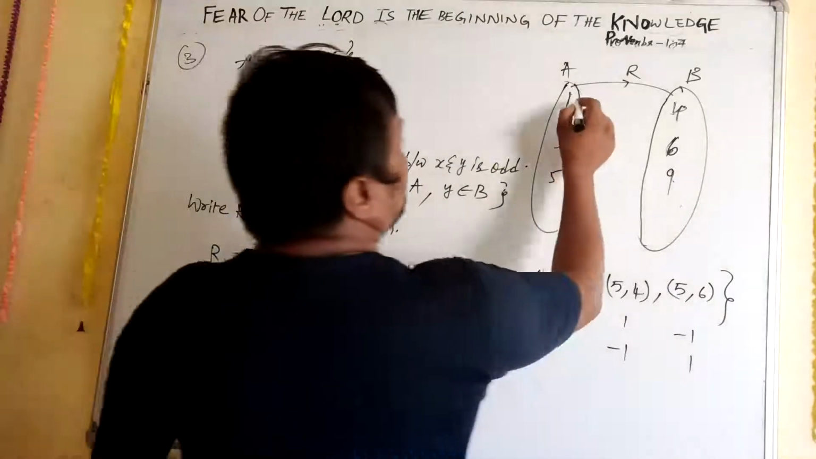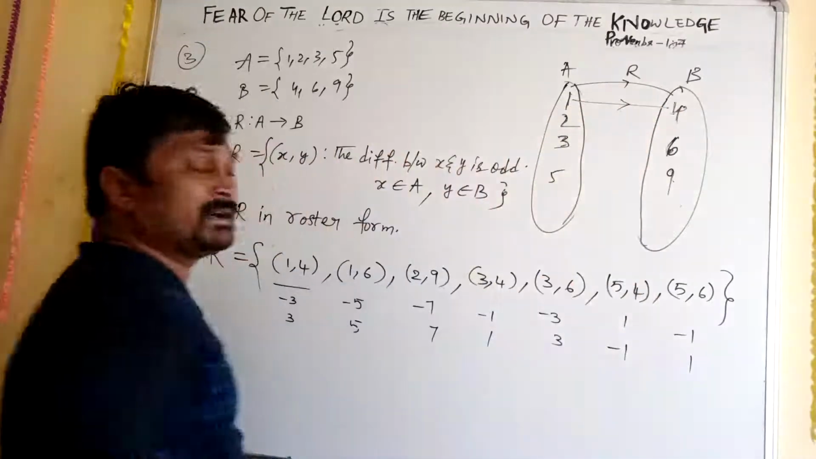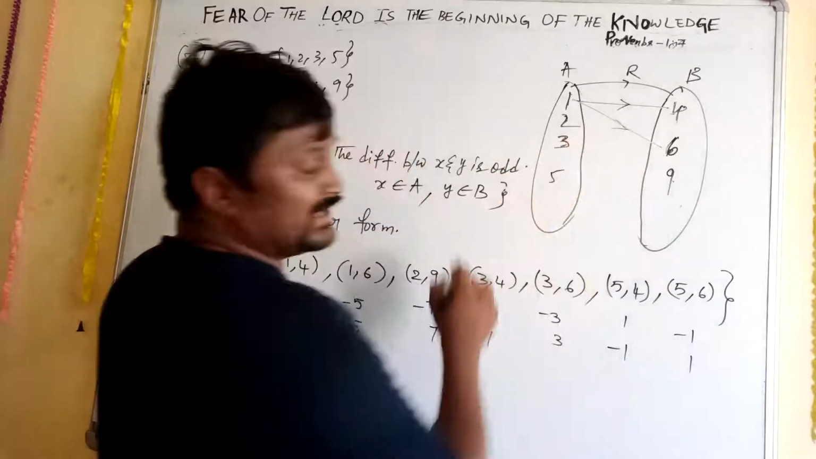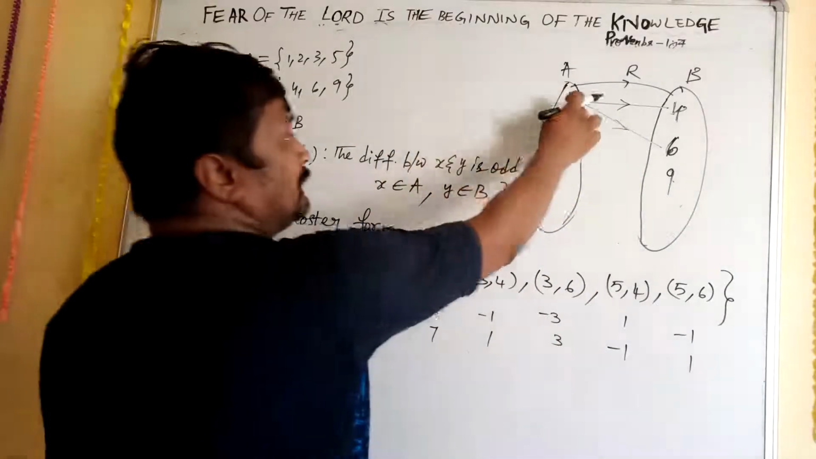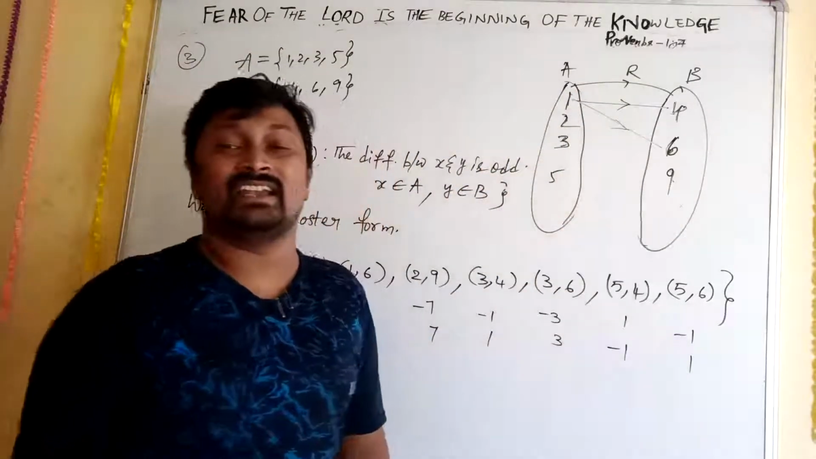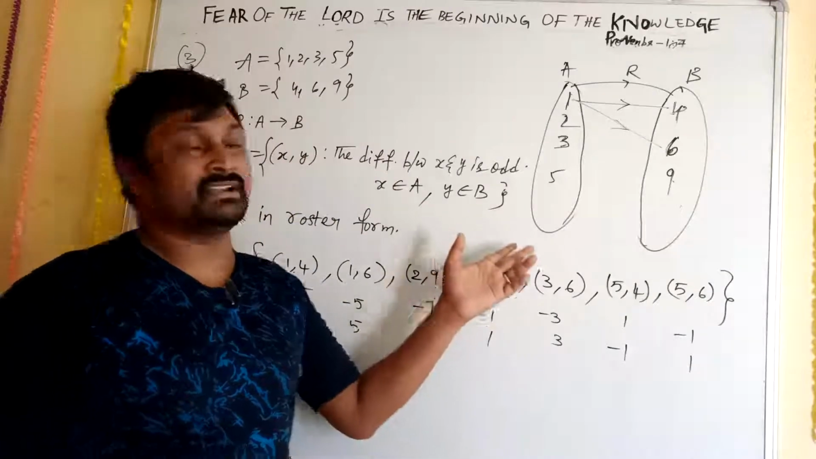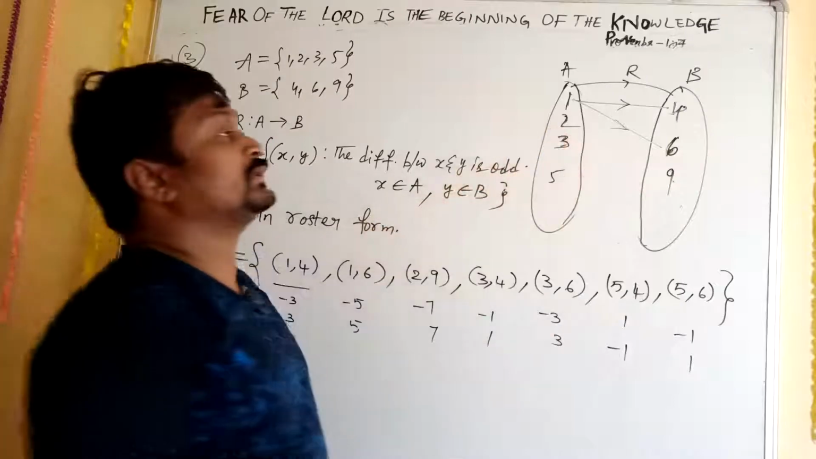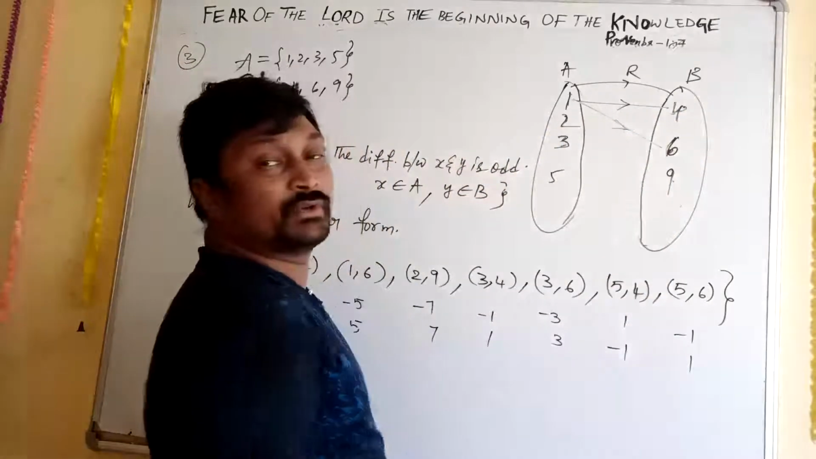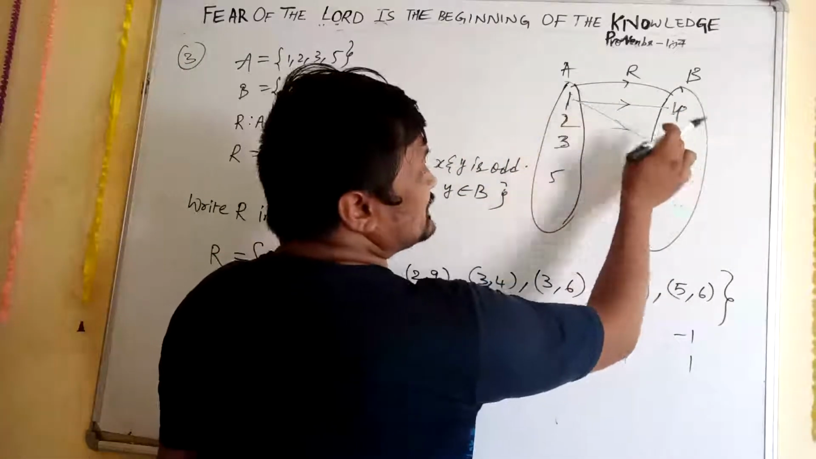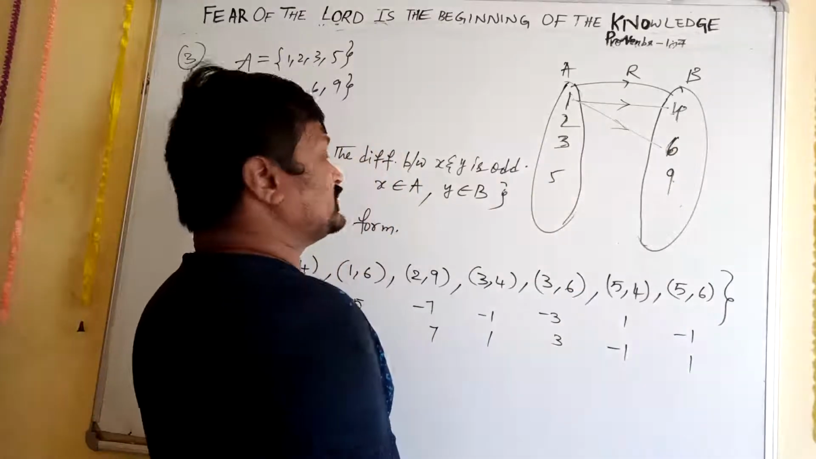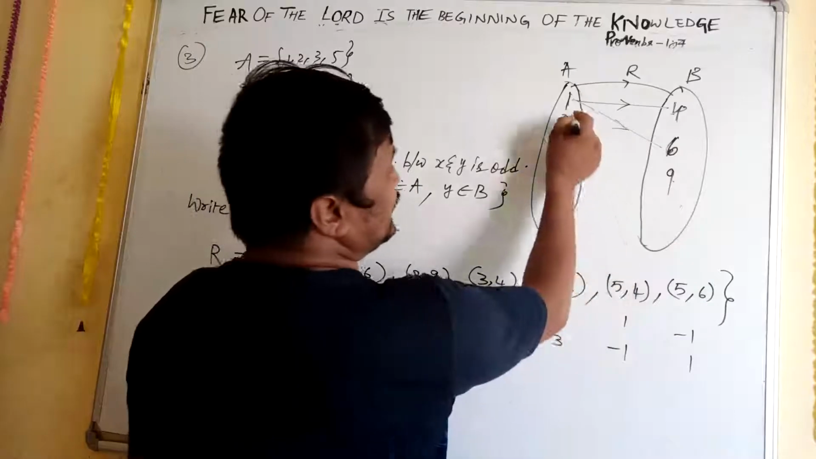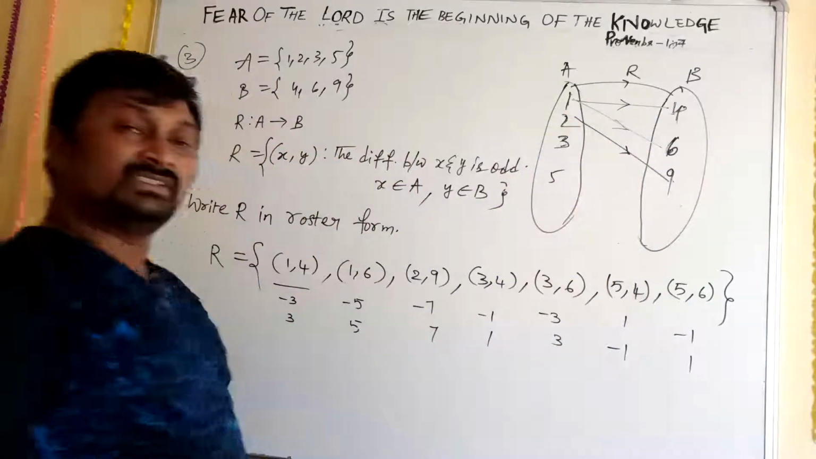1 minus 4, odd number possible. Next, 1 minus 6, also odd number is possible. 1 minus 9, is there any odd number possible? Not at all possible. So then 1 is completed. Then go for 2. So 2 minus 4 is 2, not possible. 2 minus 6 is nothing but 4, that is also not possible. Then 2 minus 9 is nothing but 7, so here the relation is possible. Clear?